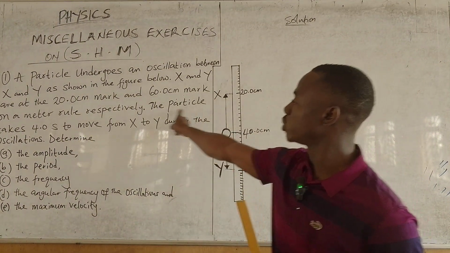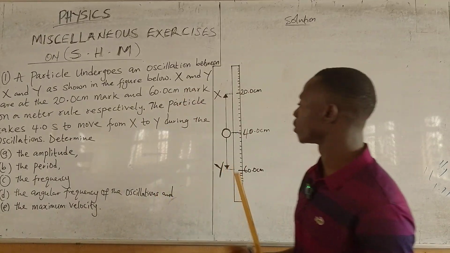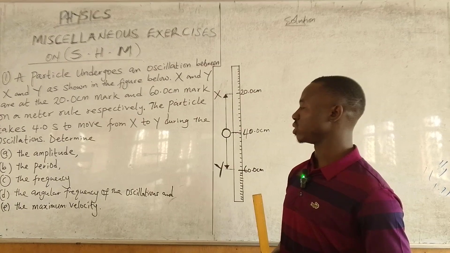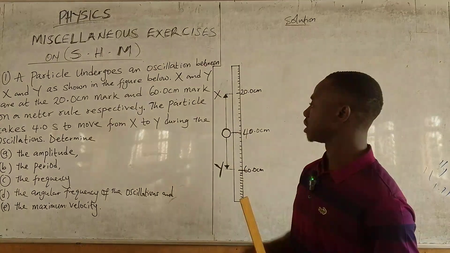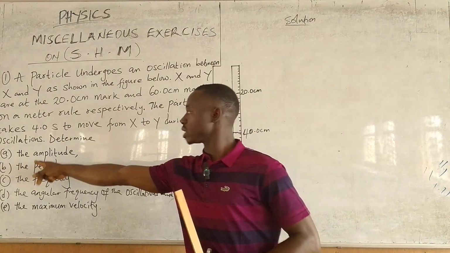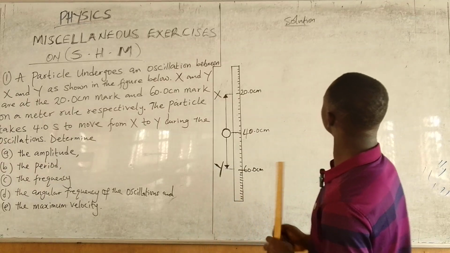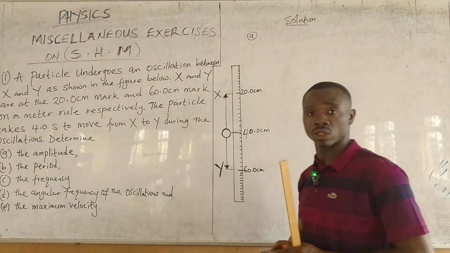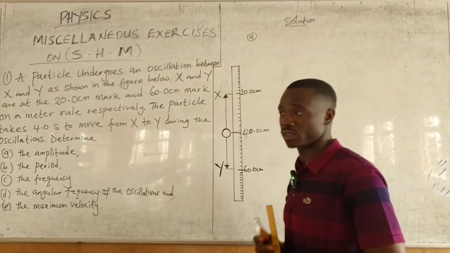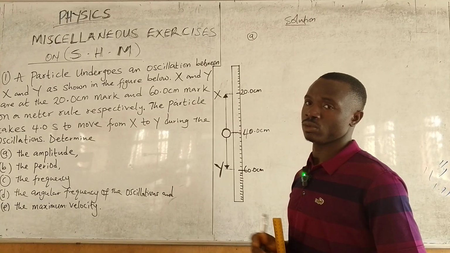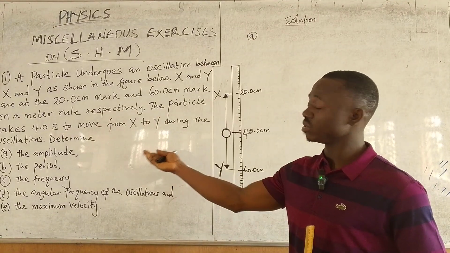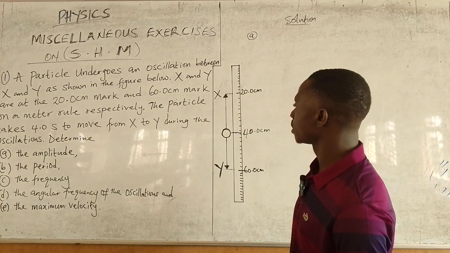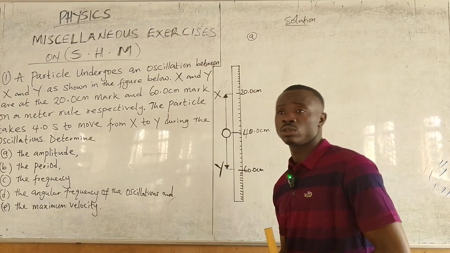we are told that the particle takes 4.0 seconds to move from X to Y during the oscillation, and we have to determine the amplitude. I think let us leave this 4 seconds first. Let's go to the amplitude. So A, what do you think the amplitude is going to be? I want to hear from us. You can solve even before I give you the answer. So the amplitude is what again?